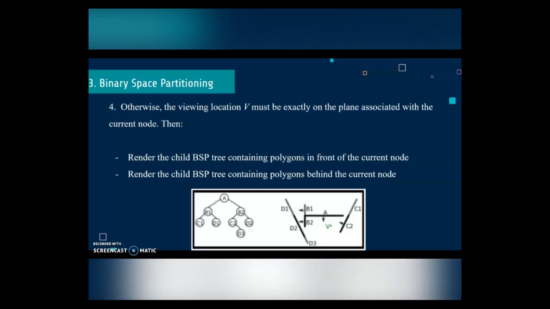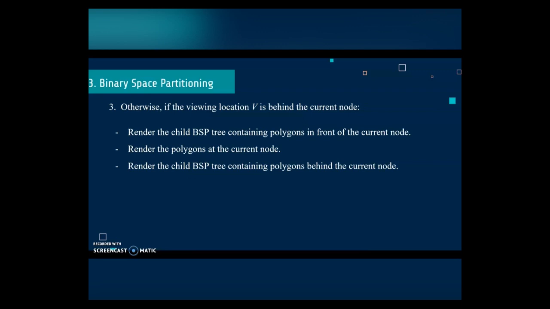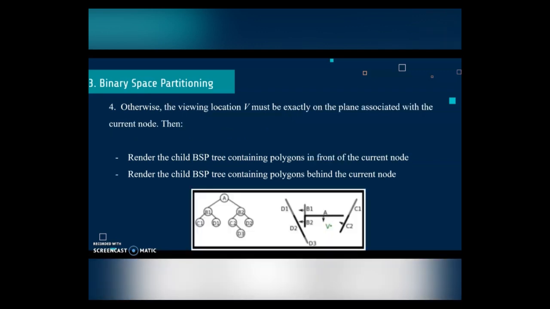Otherwise, the viewing location V must be exactly on the plane associated with the current node. Then render the child BSP tree containing polygons in front of the current node and behind the current node. You don't need to render the polygons at the current node. So as you can see, it's over here. That's all from me. Brother Sohaib will continue from here.